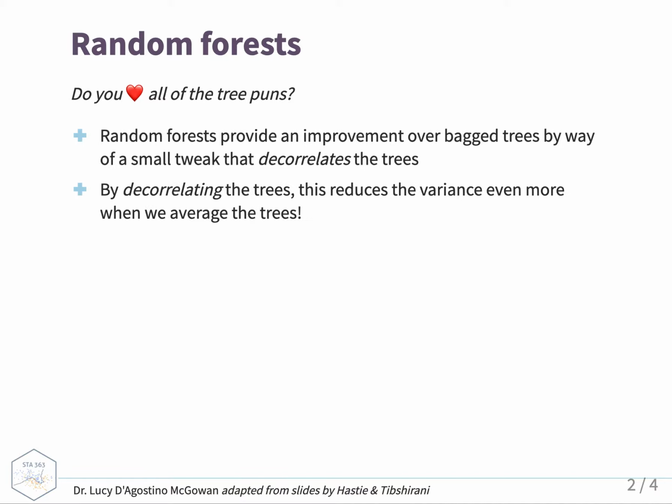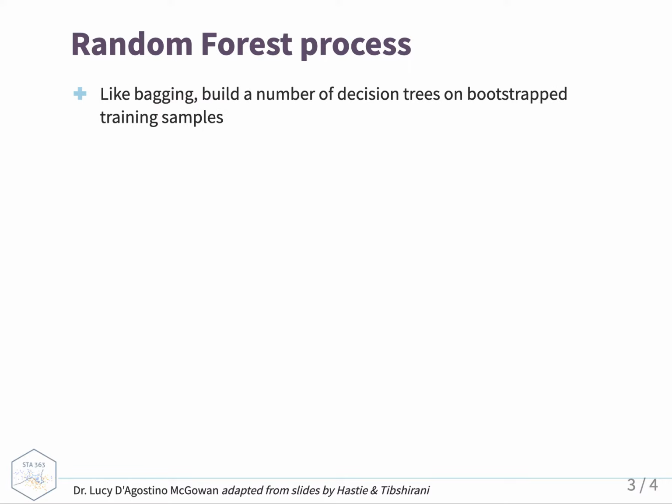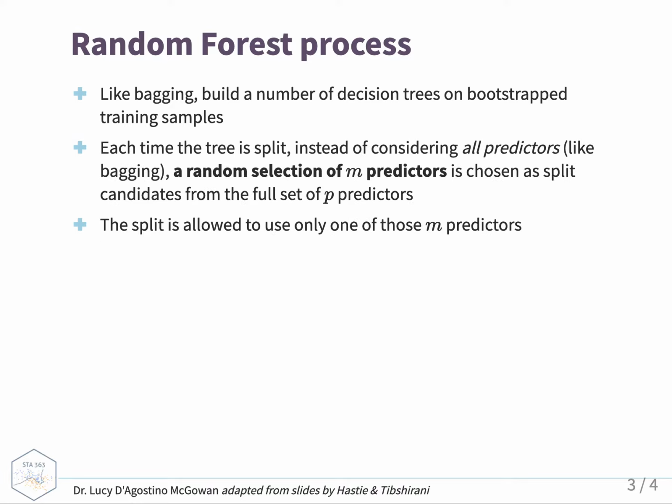By decorrelating the trees, it actually reduces the variance even more when we take the average across all of the trees. So this is the process. Like bagging, you build a number of decision trees on bootstrapped training samples.